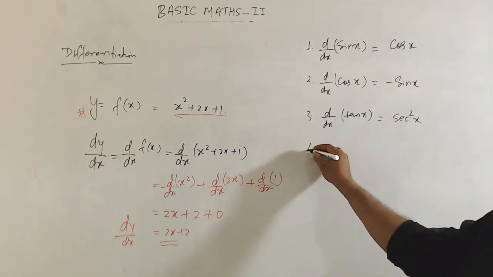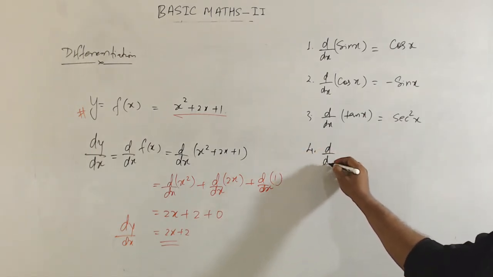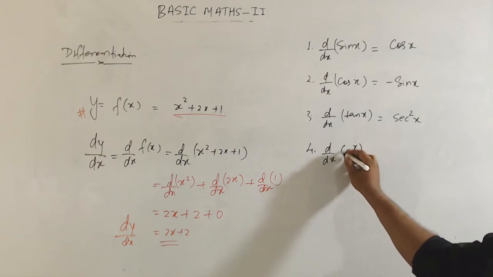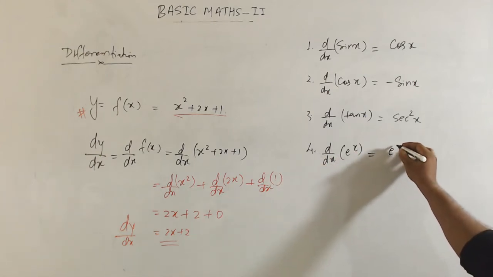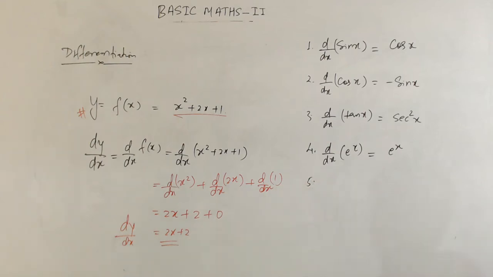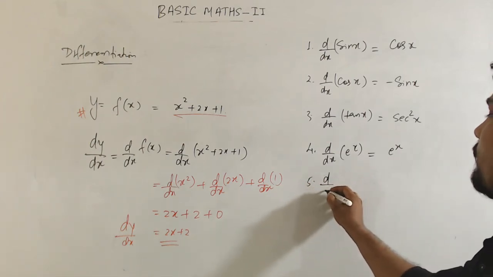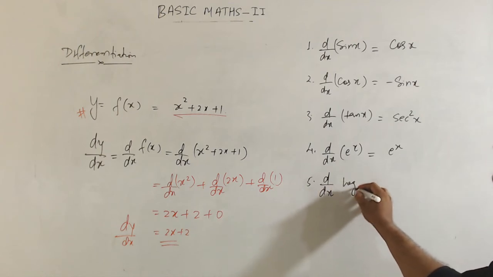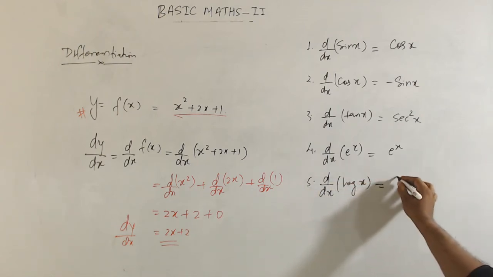Okay, number 4, I'm just telling you the basics, which is necessary. That would remain the same. Number 5, differentiation of log, d upon dx of log of x. That would be 1 upon x.